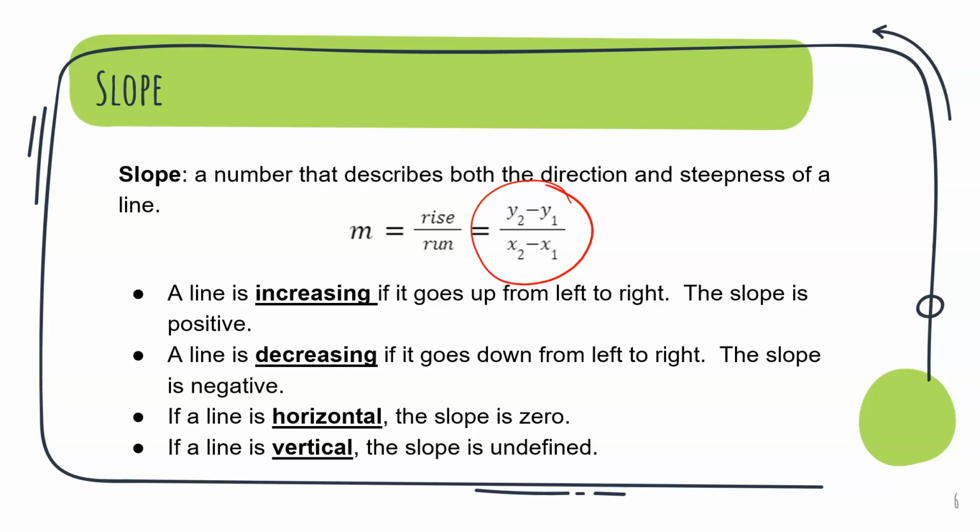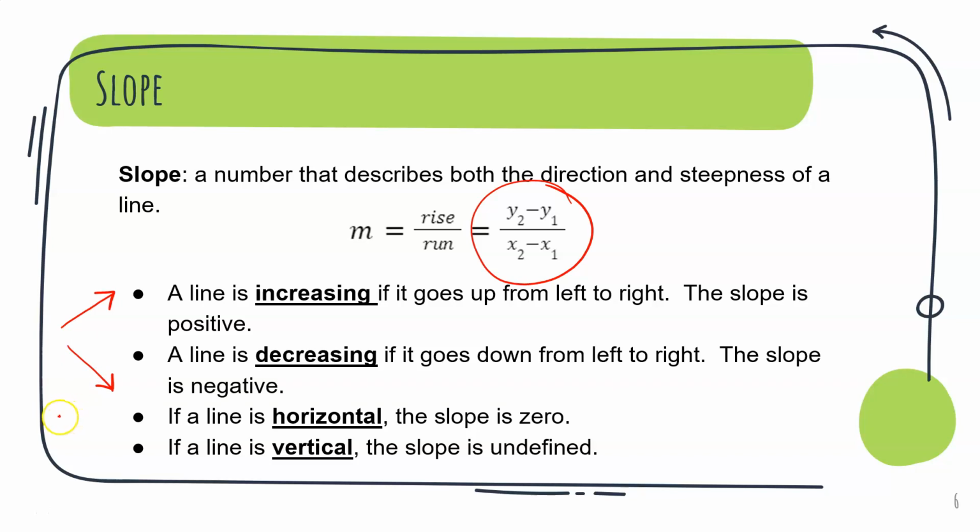the slope, if it's a positive number that you get back, your slope is increasing. So from left to right, your slope's going to increase. So your line will look something like this. Your slope will be positive. If you get a negative number, it's going to be decreasing. So your slope will look like this. So from left to right, your slope's decreasing.